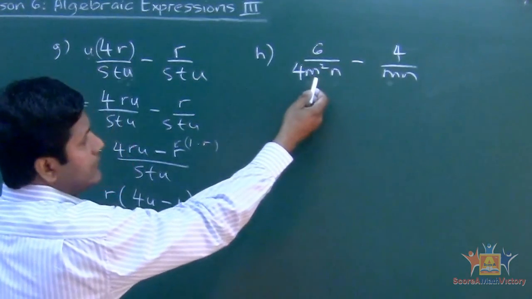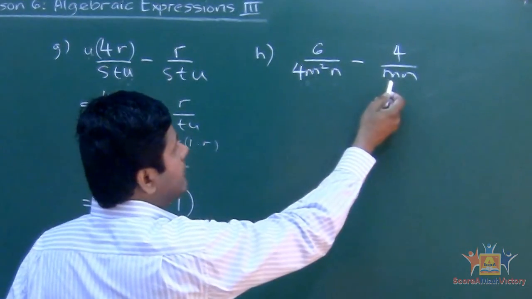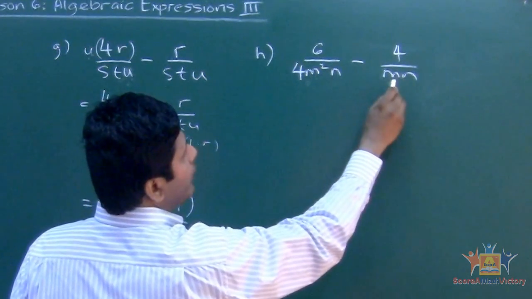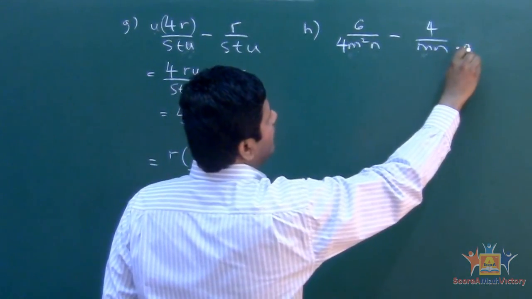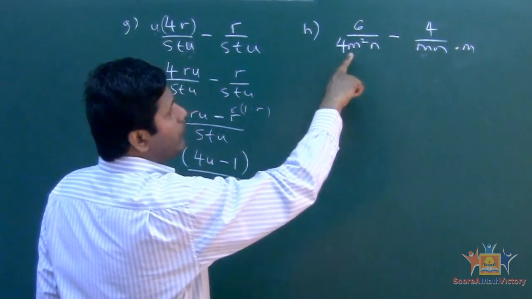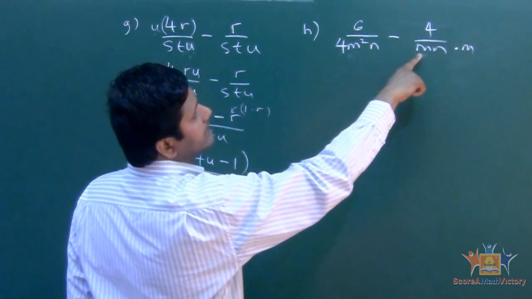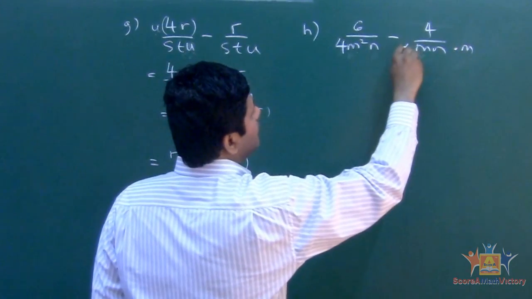So what's missing? This one has m squared and this one just m. So I need to make this one m squared also. That means I'm going to times m to that one, so that makes it m squared. And what else is missing? This one has 4, this one doesn't have 4. So I'm going to times 4 for this one.